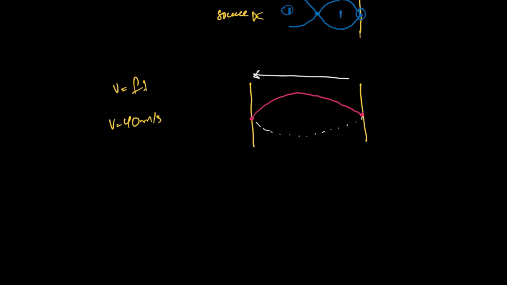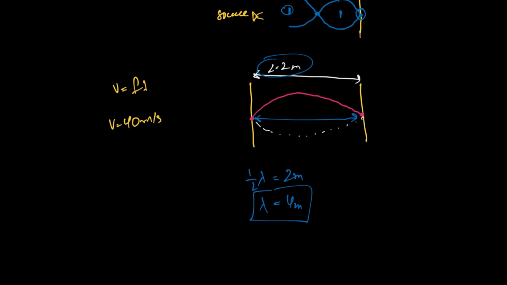And it is given that the distance between these two closed surfaces is 2 meters. The length is 2 meters. So keeping in mind that the distance between two successive nodes or antinodes is half lambda, we know that half lambda is equal to this specific length, that is 2 meters, and lambda, or wavelength, is equal to 4 meters. And if we are asked to find the frequency, we know velocity is 40, wavelength is 4, and frequency comes out to be 10 hertz.